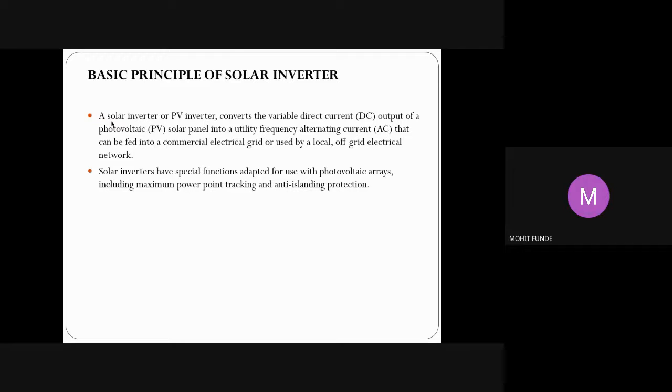Now the basic principle of our solar hybrid inverter. The working principle of the inverter is to use the power from a DC source such as a solar panel and convert it into AC power. The generated power range will be from 250 volt to 600 volt. It depends. The conversion can be done with the help of a set of IGBTs.